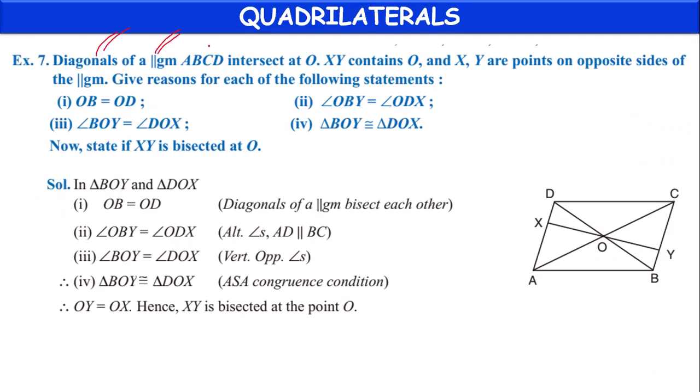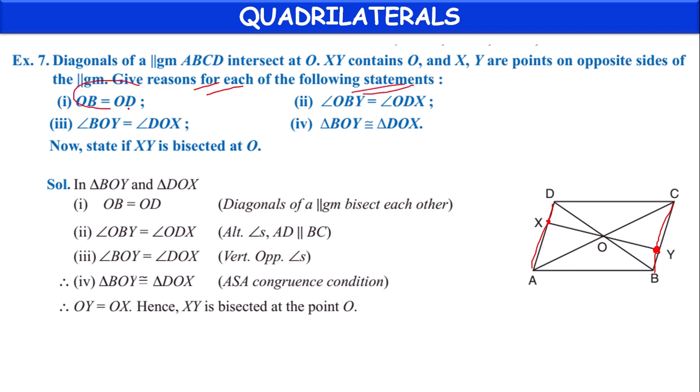Next one. Diagonals of a parallelogram ABCD intersect at O. Actually AC and BD are diagonals. They intersect at O. XY line also contains O. XY is not the diagonal, it is another line which passes through O. X and Y are points on opposite sides of the parallelogram. X is located on one side, Y is located on another side. So give reasons for each of the following statements.